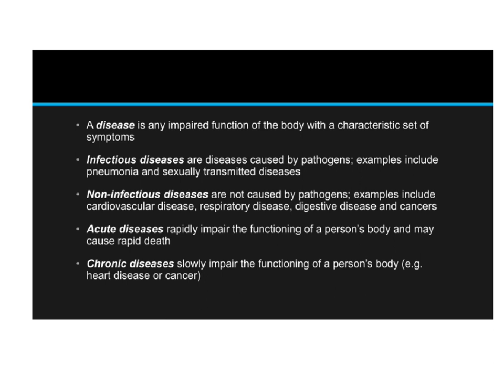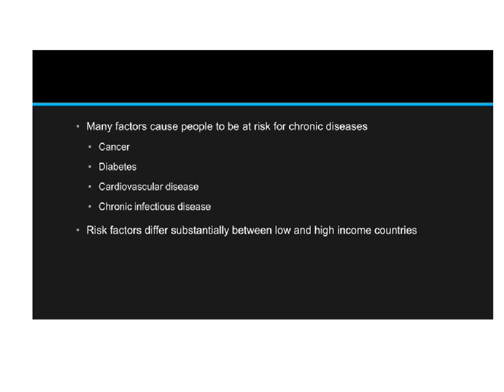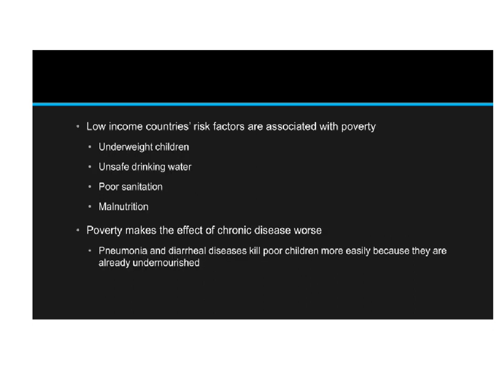These are diseases that either take a long time to develop fully, or are exacerbated in conjunction with lifestyle, like heart disease. Cancer would be a chronic disease as well. Many factors cause people to be at risk for chronic diseases. So cancer, diabetes, cardiovascular disease, and chronic infectious disease are considered chronic. And again, when you look at these individually, there are many risk factors, and the risk factors differ between low-income and high-income countries. So let's look at why and how.